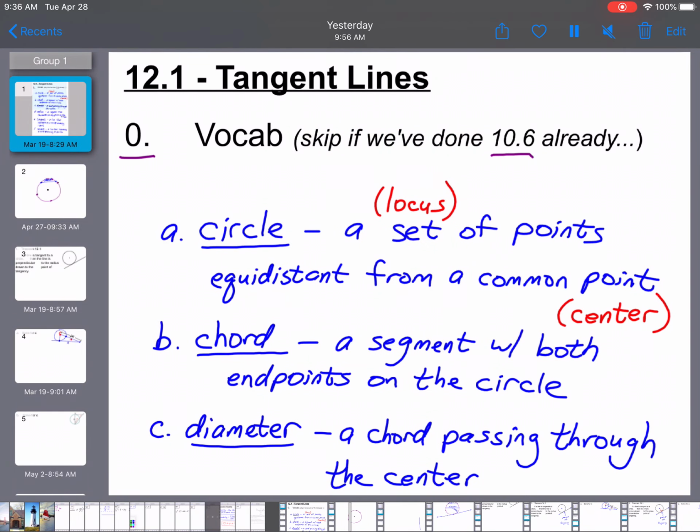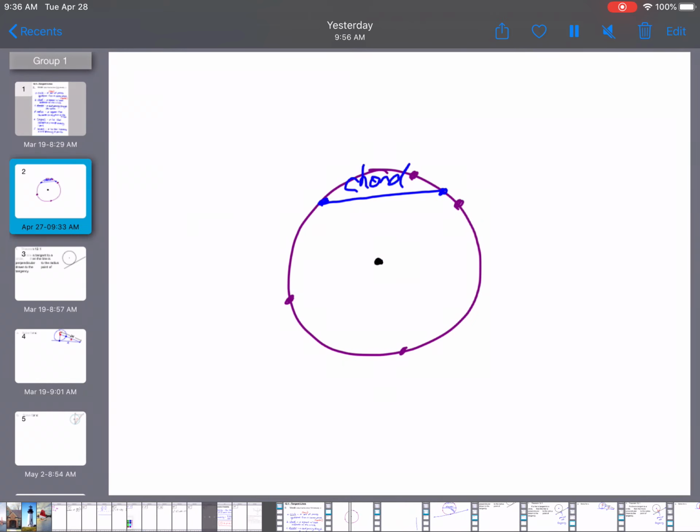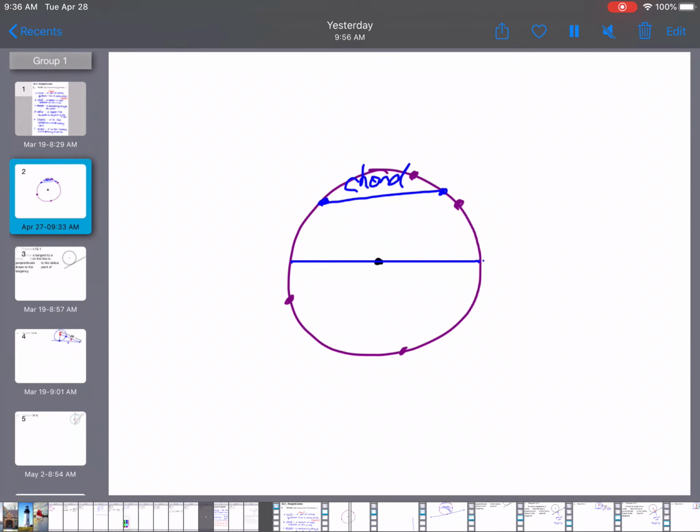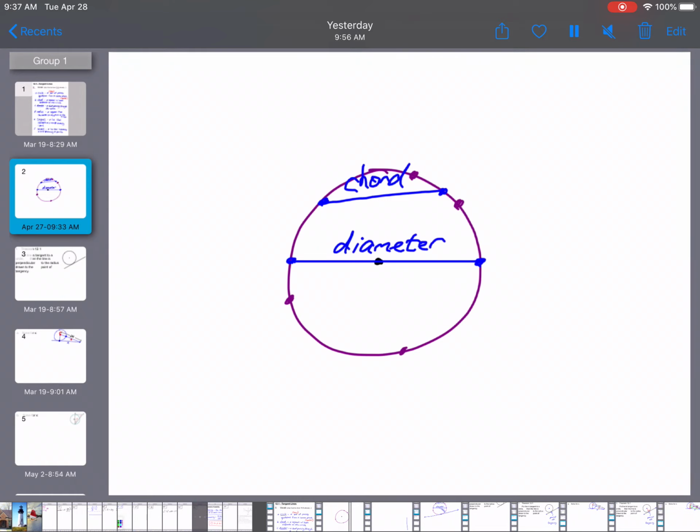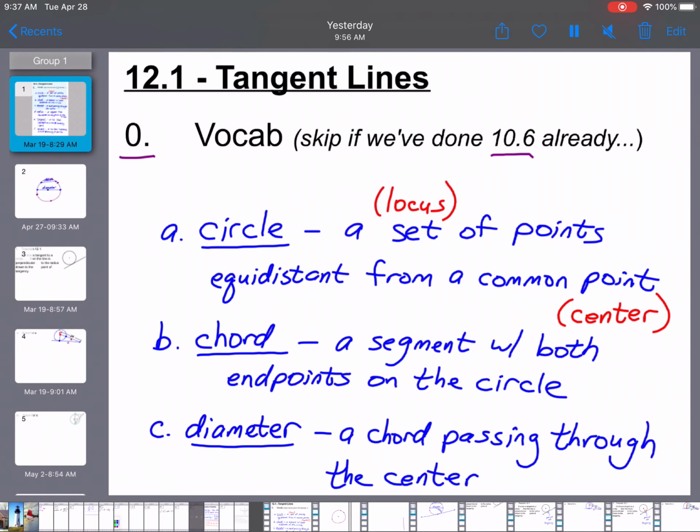Third one, diameter, and that's going to be a chord that passes through the center of a circle. Just like a chord, both of its endpoints are going to be on the circle, but a diameter has to pass right through the center. So a diameter is your longest chord that you could possibly draw, and that is what one of your diameters could look like.